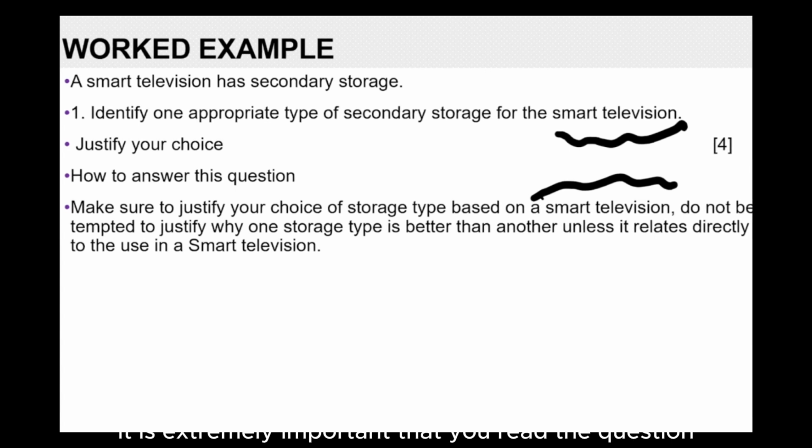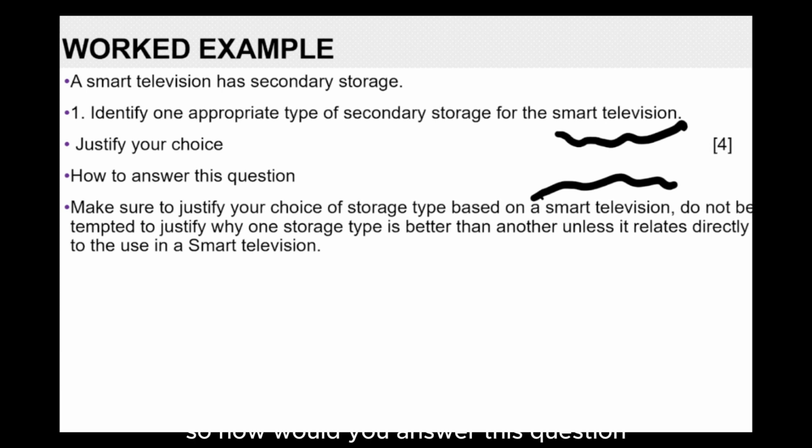So it is extremely important that you read the question. Sometimes students do a brain dump. What does that mean? That means they have just read something about storage devices, and they start writing about magnetic, solid state, optical. They don't read what is being asked. They're not asking you why one storage device is better than another. They're asking you something else. The question is totally different. Identify one appropriate type of secondary storage for smart television.